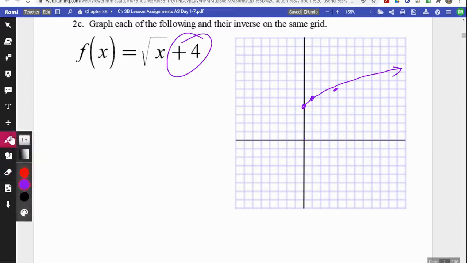Okay. There's not going to be anything to the left. That's going to be an imaginary number. If you plug in -1, you're going to get an imaginary number. Can't graph it on here. So we'll pick a couple points.